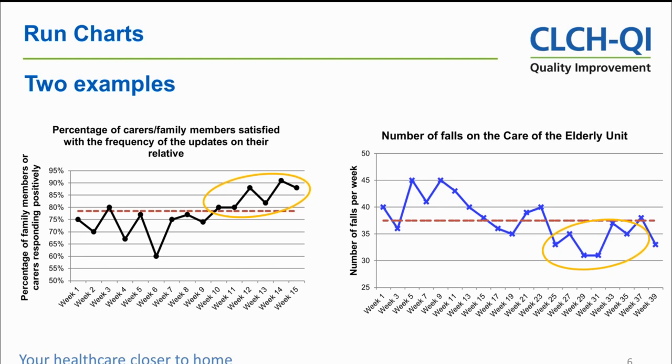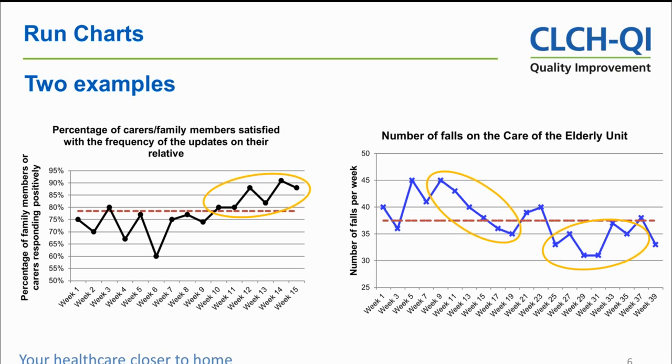You may have picked up on this one highlighted here. There are 6 data points below the median, so we have a shift. 6 data points sitting below the median indicates a shift. But did you notice this one? The data is showing 6 points in a row decreasing, so we have a trend towards improvement. 6 consecutive points in the same direction is considered a trend.